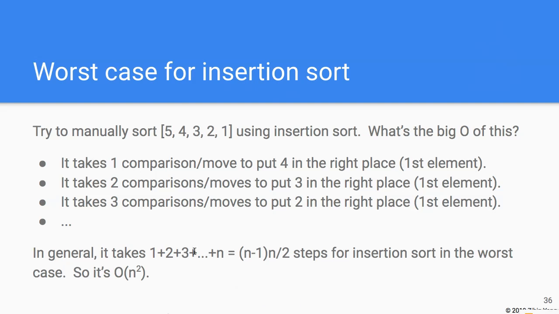And in general, as you can kind of see, it would take 1 plus 2 plus 3, etc., all the way to n, or probably n minus 1, off by 1 here, steps for the insertion sort to sort in this worst case. And if you remember the formula for the sum of the series, that's n minus 1 times n over 2, and that is therefore big O of n squared. So this is what gives insertion sort its quadratic time.